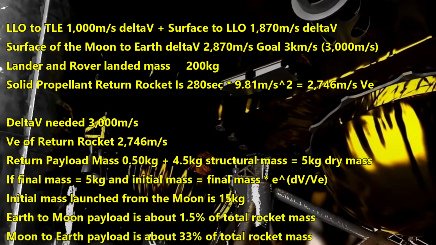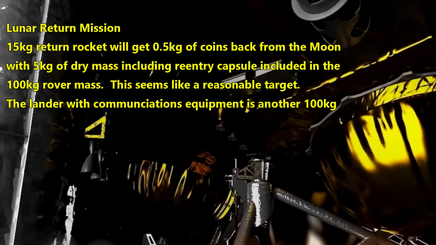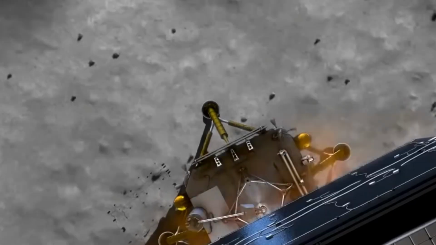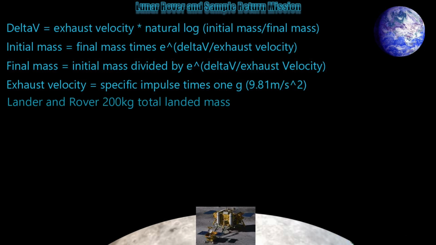So let's make the rover 100 kilograms total, including the return rocket, and the lander with its communications array will be another 100 kilograms total. We'll have heating and energy rods on both the lander and the rover. The coins will be printed on the rover and dropped into the return rocket, and there we go. Now to land 200 kilograms safely on the moon would mean coming out of low lunar orbit with a delta V of 1,870 meters per second.